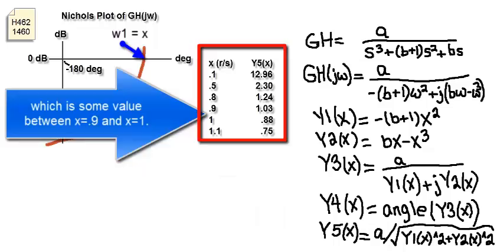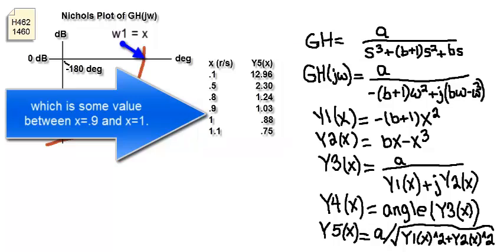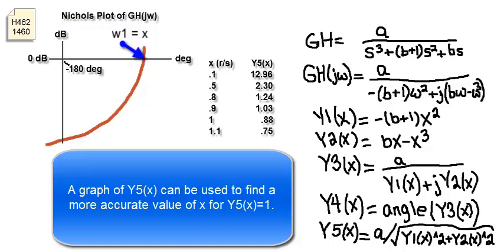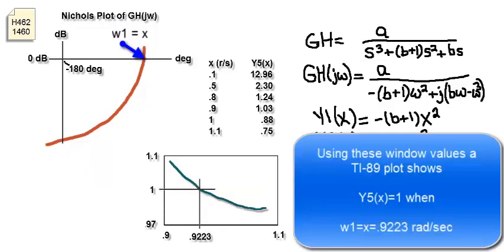Somewhere in this table, y5 is 1 between x is 0.9 and x equals 1. A graph of y5 can be used to find a more accurate value of x for y5 equals 1. Using these window values, a Ti-89 plot shows y5 equals 1 when x equals 0.9223.